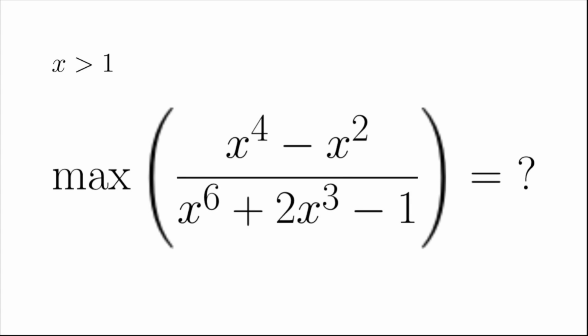In this video, we are going to find the maximum value of (x^4 - x^2) divided by (x^6 + 2x^3 - 1), where x is larger than 1.